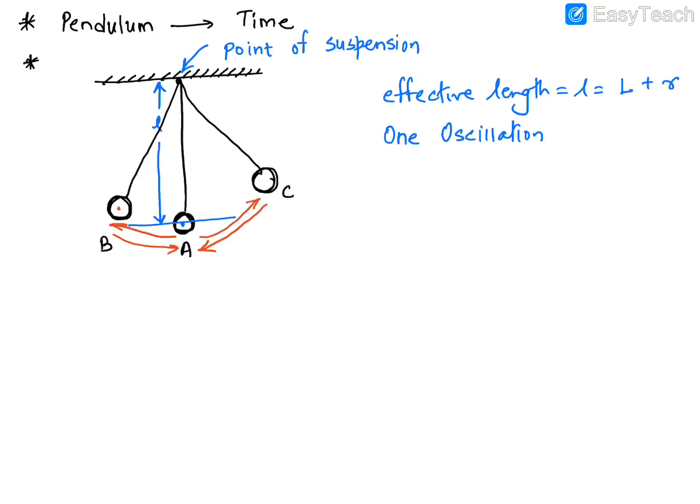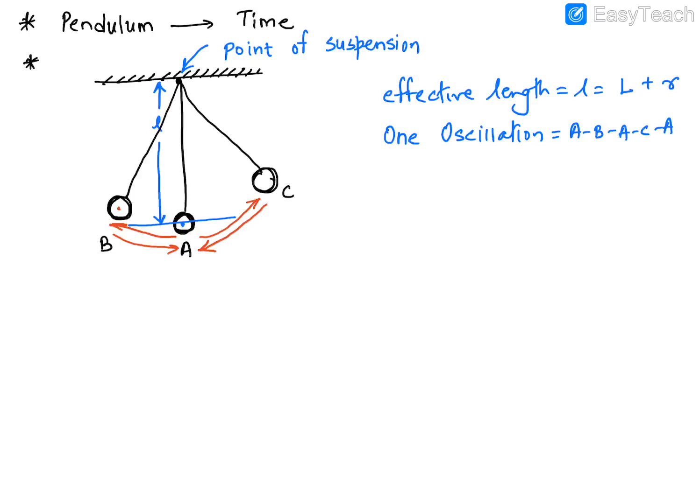Okay, so what is one complete oscillation here now? One complete oscillation is equal to what? When the bob is moving from A to B, back to A, to C, and then back to A, ABACA. Remember, ABACA. That is one complete oscillation. Is it clear?